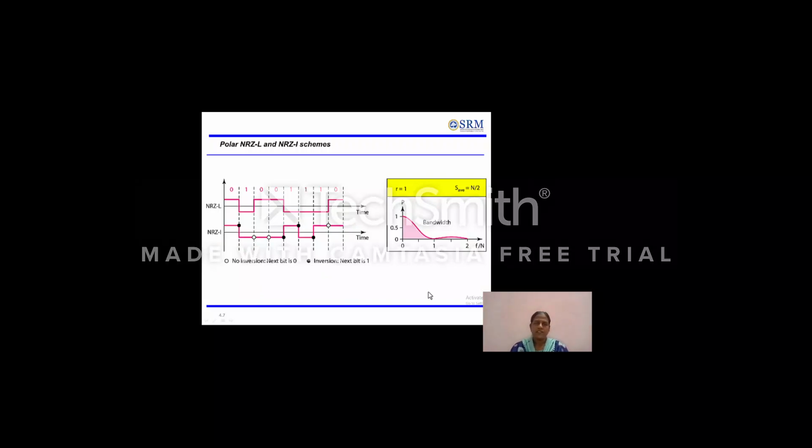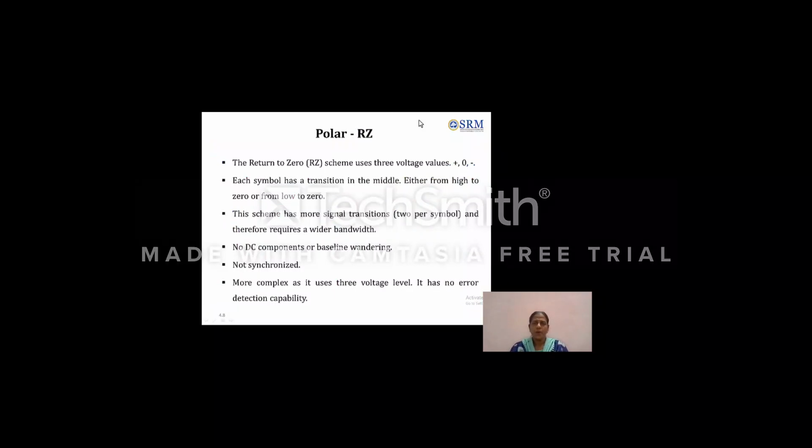So now let us get into the next technique, which is called polar return to 0. Polar return to 0 basically uses three different types of voltages: positive, 0 and negative. Each symbol will have a transition in the middle, either from high to low or from low to 0.